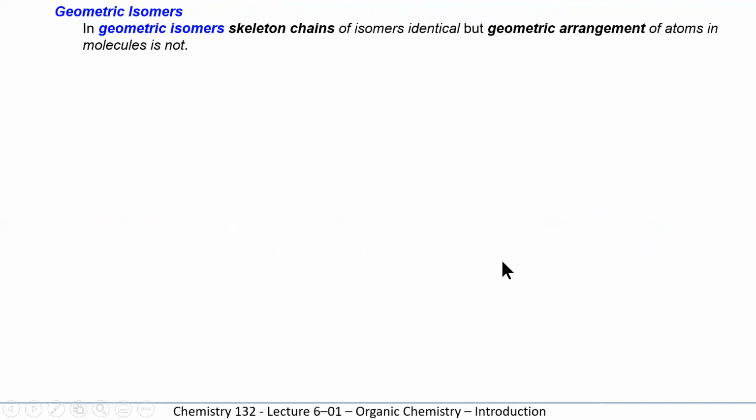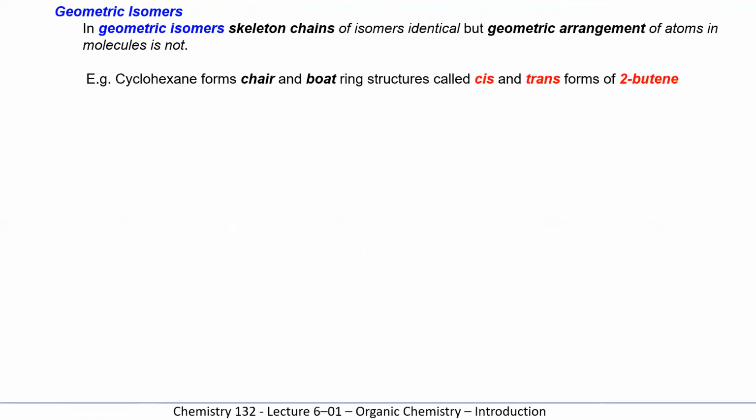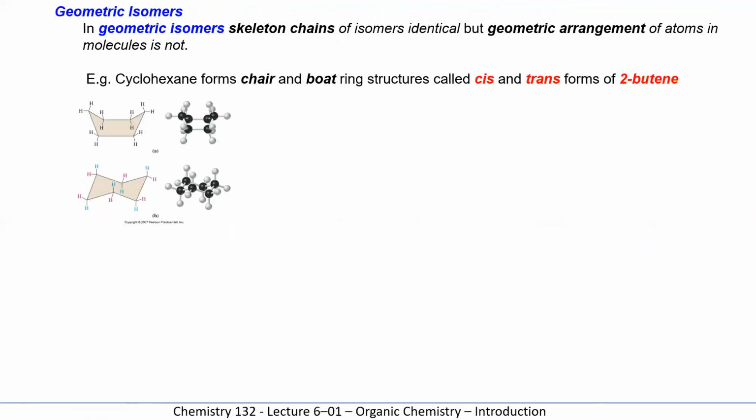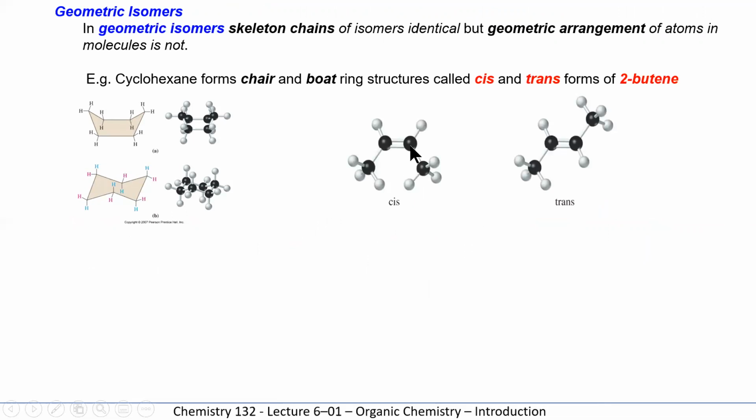So geometric isomers occur when you have the same formula and same atoms, but they're arranged in space slightly differently, almost like a left hand and a right hand for a glove. So in this case, when you have double bonds between carbon atoms, you cannot rotate the carbon atoms in these double bonds.